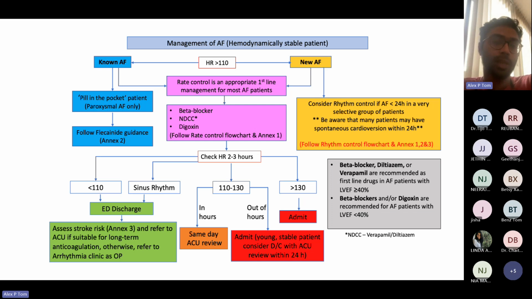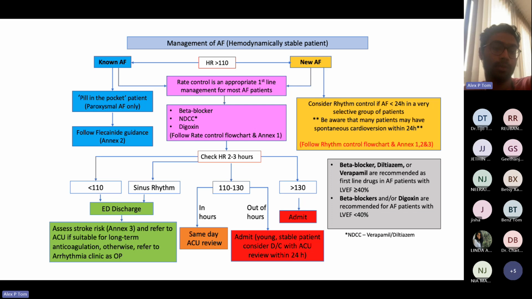So if you decide to do rate control as first line management, then the best agents would be beta blockers, non-dihydropyridine calcium channel blockers, and then digoxin. You give one of these agents and then check them again after 2 to 3 hours, and see whether they have come back into sinus rhythm, or whether their rate is controlled.